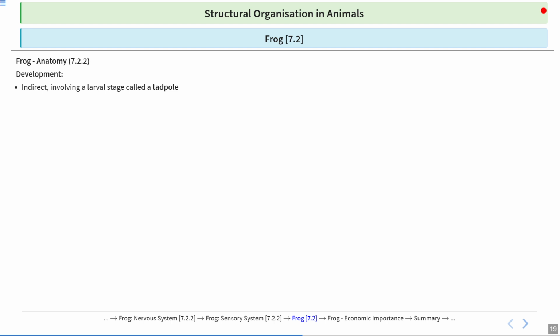And for direct development, the young ones exactly look like the adult. As we see in the case of humans, the human child has limbs and a head, and it does not have any tail, just like the adult, right? So we say that this is a direct type of development in the case of humans. But in the case of the frog, indirect development involves the formation of a larval stage, that is called a tadpole.